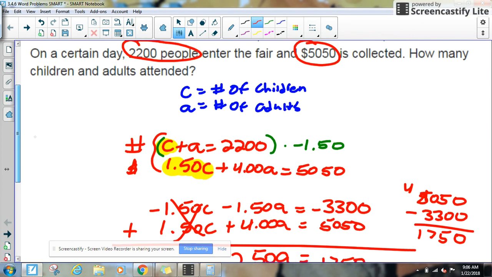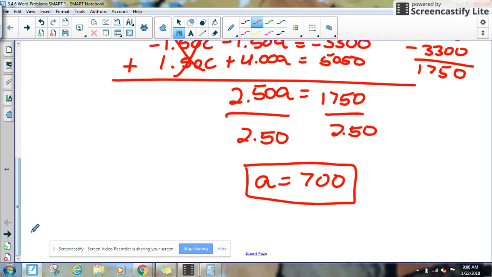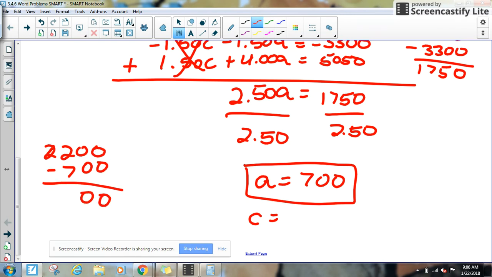All right? But hey, check this out. You know that 2,200 total people went to the fair that day, and you know 700 of them were adults. That means that to find C, all you have to do is take the 2,200 total people and subtract away the 700 adults. So 0, 0, gotta borrow. 12 minus 7 was that 5. And 1. 1,500 of them were children.